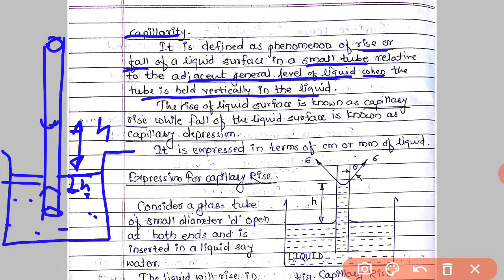What we have to do here, we have to hold the capillary tube vertically in the liquid. If the liquid level rises in the tube, then it is called capillary rise, and if the liquid level falls below the general level of liquid, then it is called capillary fall. So this rise of liquid surface in the capillary is known as capillary rise, and this fall of liquid surface in the capillary is known as capillary depression. So this rise h or this fall h from the general level will be calculated in terms of centimeter, mm or meter of the liquid.